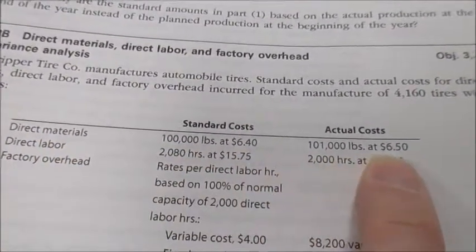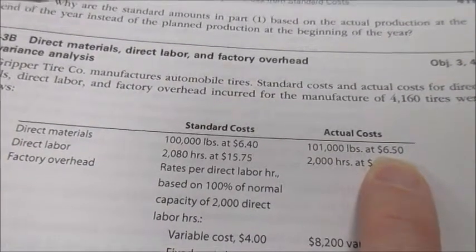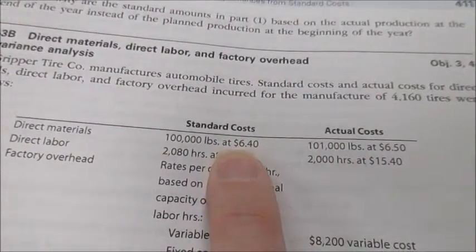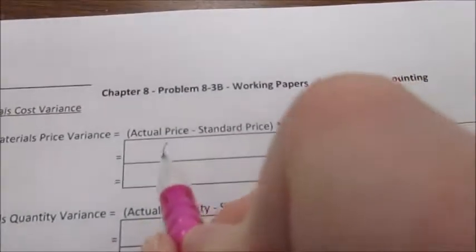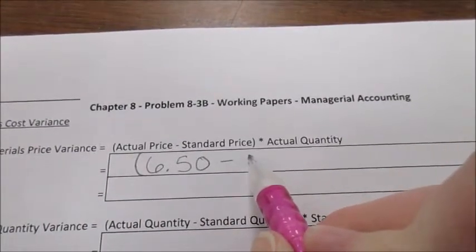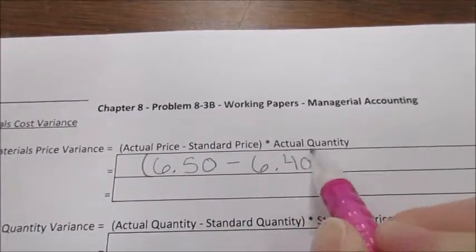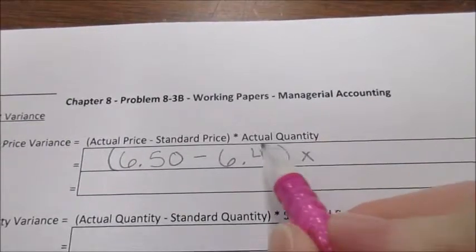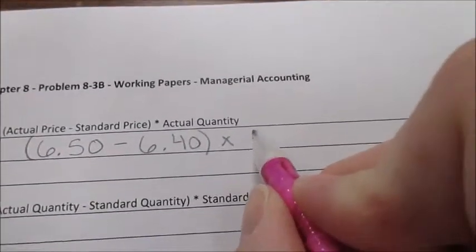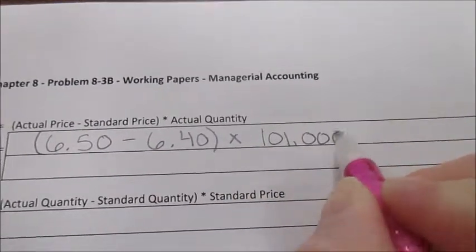And the first thing we're looking for is our actual price. And it tells us that under actual cost, our price was $6.50. And then we're going to need our standard price, which was $6.40. Okay, so our actual price was $6.50 minus our standard price of $6.40. Okay, and then we're going to multiply that times our actual quantity. So again, if we look at our textbook, it tells us 101,000 pounds. So we're going to multiply this times 101,000 pounds.